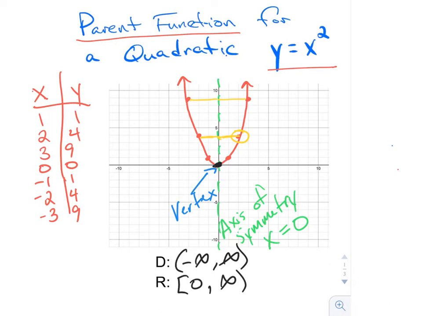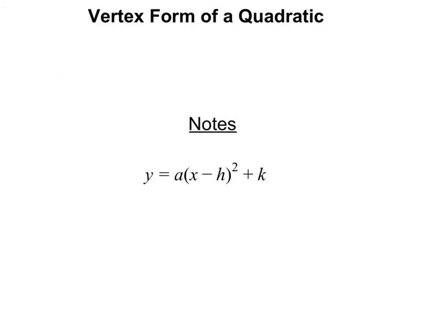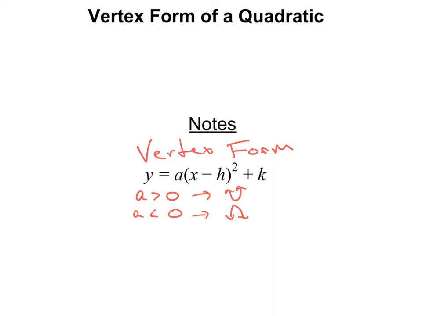What we're going to do now is transition and start to look at when we have different numbers plugged in. So vertex form of a quadratic is this equation: y equals a(x minus h) squared plus k. There's a couple notes I'm going to give you. First of all, if our a value is greater than 0, the graph is going to open upwards. And if a is less than 0, so if a is a negative number, the graph's going to open down.